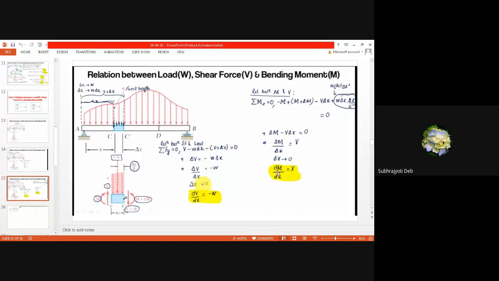So from this formula, what is the physical significance? The significance is that in your bending moment diagram, BMD, if I plot any point, the slope at that point will give you the value of shear force applied at that point. You have to understand this. This is the physical significance.